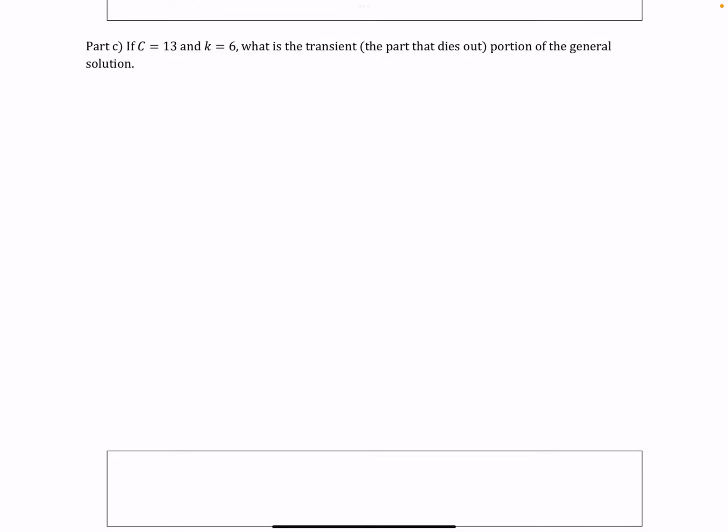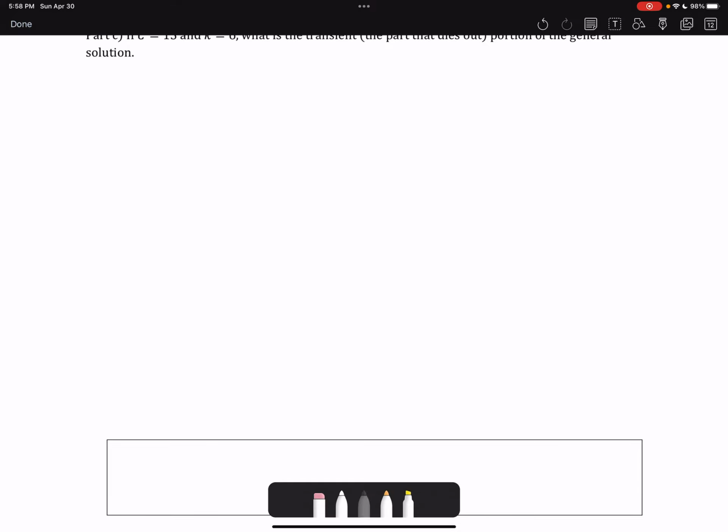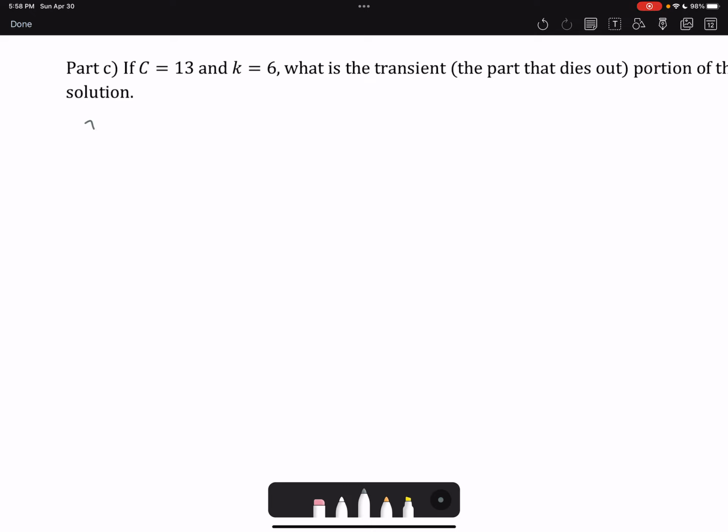Okay, welcome. Now they're asking, if C is 13 and K is equal to 6, what is the transient portion of the general solution? Okay, so we'll have our model here, which is x double prime plus 13x dot, so x prime, plus 6x, that's equal to 12 cosine of 2t.